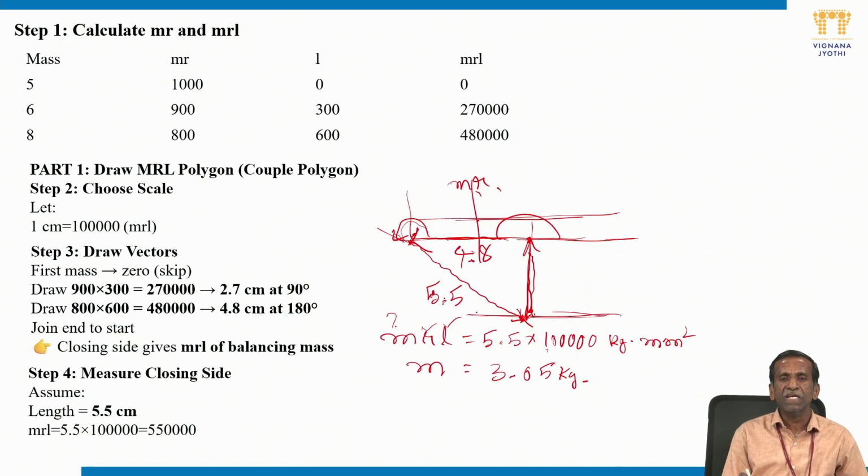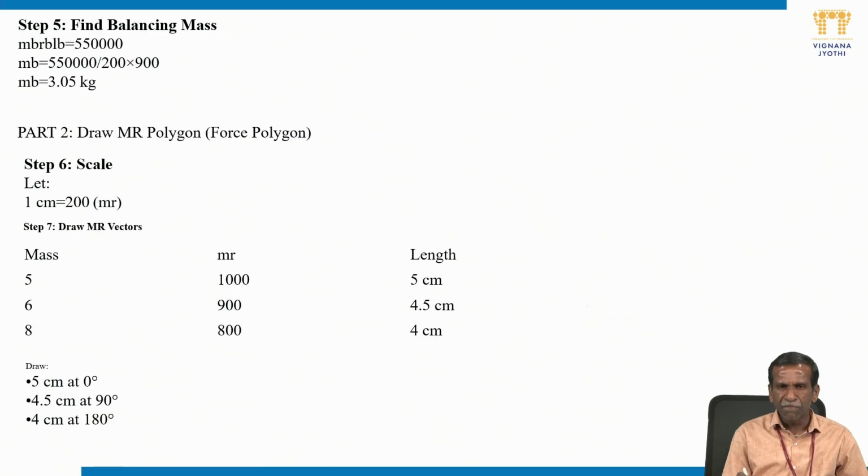Once you have mass and orientation, obviously now you can calculate the MR values of all these four, and you can draw the couple polygon, force polygon. Then you can see whether it satisfies the balancing condition or not. Here suppose MR, okay, this is the MR polygon.